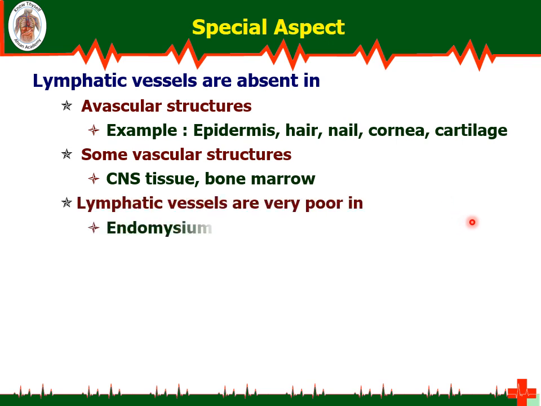In some places the lymphatic circulation is very poor, like skeletal muscle. Inside, each fiber is covered by endomysium. This is a thin connective tissue sheet. This area does not have lymphatics.